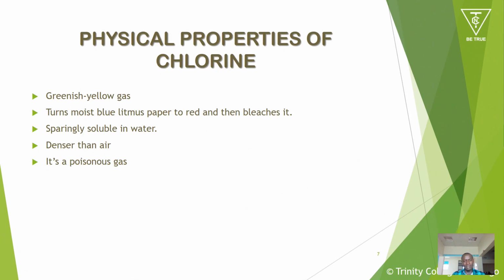What are the physical properties of chlorine? Chlorine is a greenish yellow gas. It turns moist litmus paper red and then bleaches it. It is a bleaching gas. Actually, it is applied normally as a bleaching agent. It is sparingly soluble in water. We have already seen it is denser than air, and it is also poisonous. So experiments about it must be done outside class or in a fume cupboard.